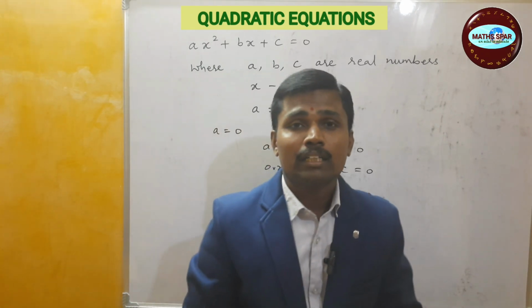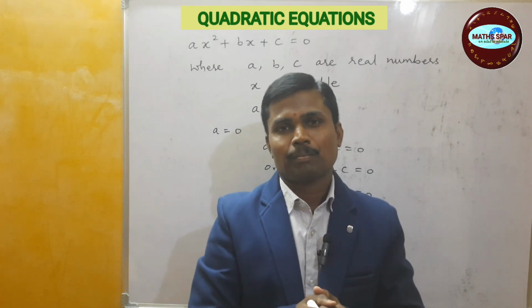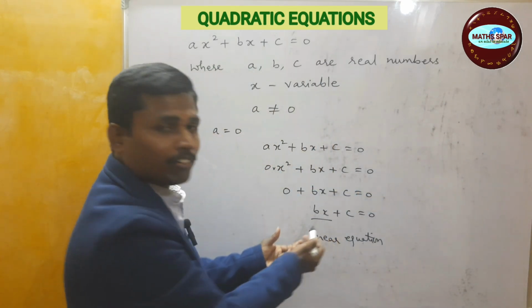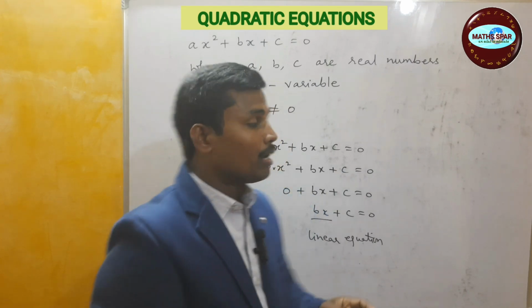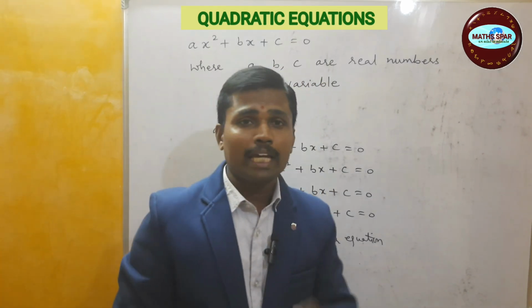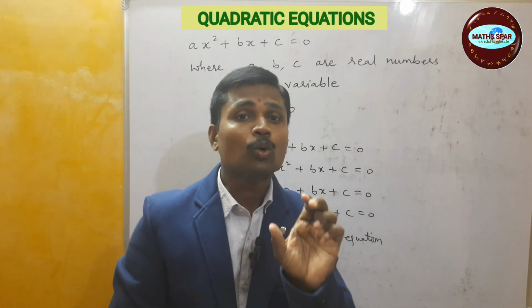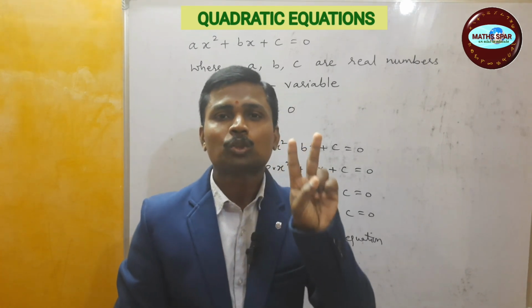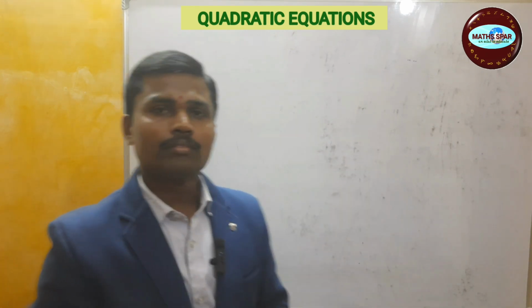How do we find the solution of this quadratic equation? For any linear equation, there will be one solution, and for any quadratic equation, there will be two solutions. In the sense, we read them as roots. So there are two roots for a quadratic equation.